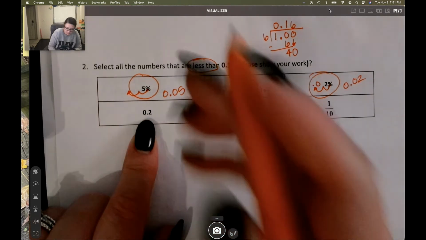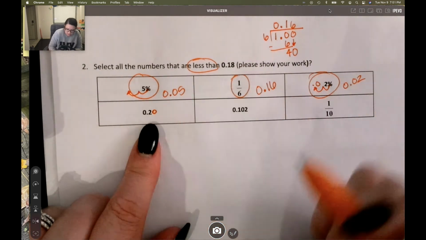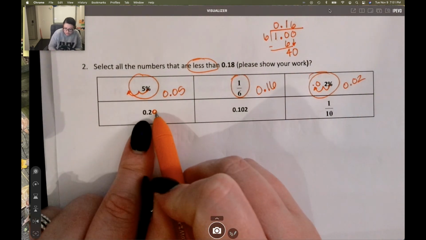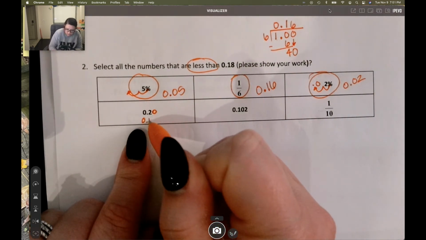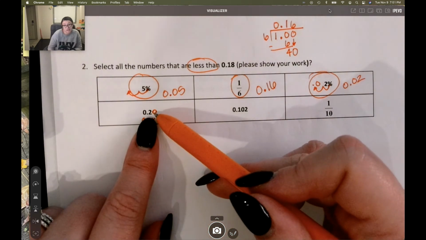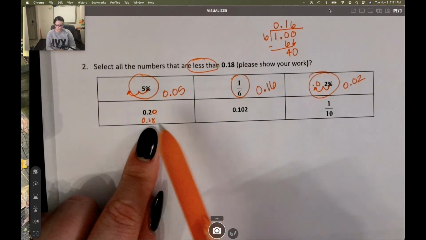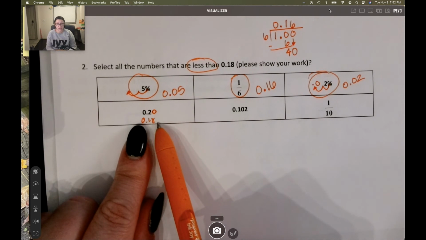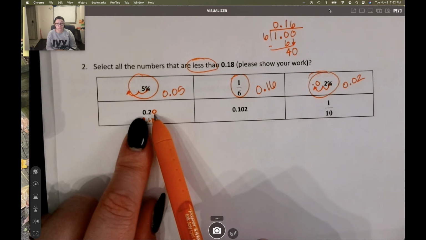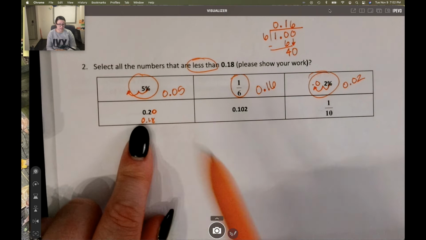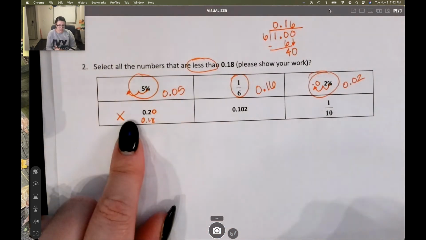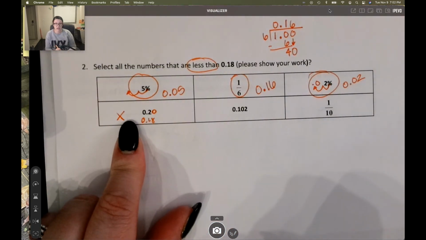This is one of those times where it may be helpful to add that 0 on the end. So it's 0.20 that we're comparing to 0.18. Because when it just looks like 2 and this looks like 18, 18 looks like it's more. But we have to think about place value here. 0.2 is bigger than 0.18. So this one is not true here.